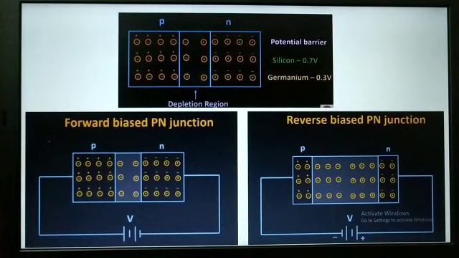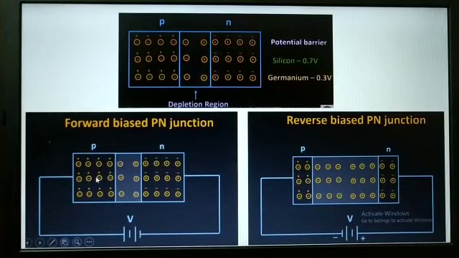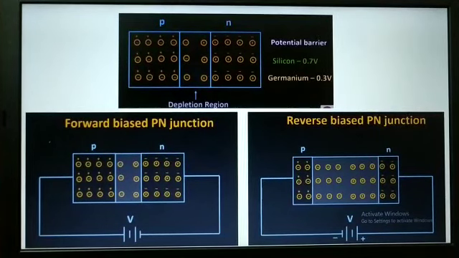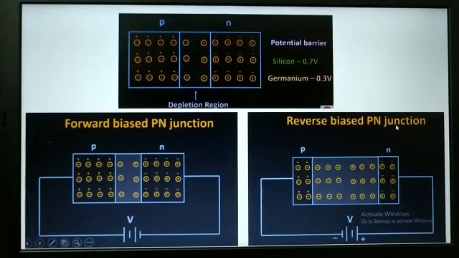So in this case, these electrons and holes can easily pass through the depletion region from one side to the other, and the current conducts. So in such a way, when the diode is in forward bias, it conducts, or it allows the current to pass through the circuit or diode. Fine.